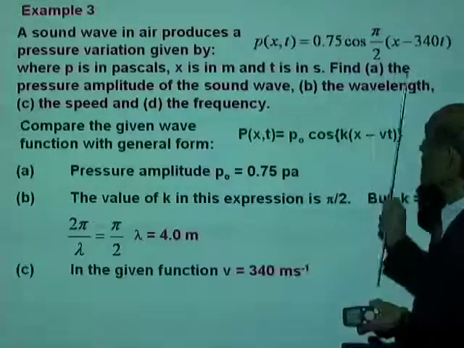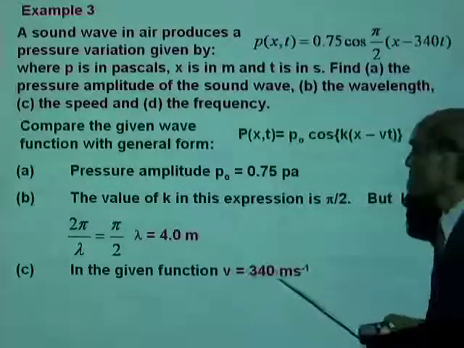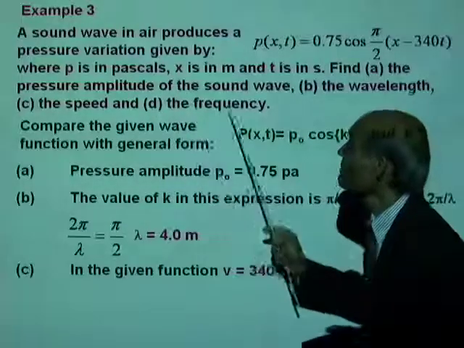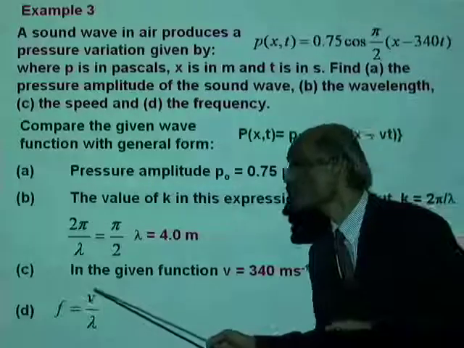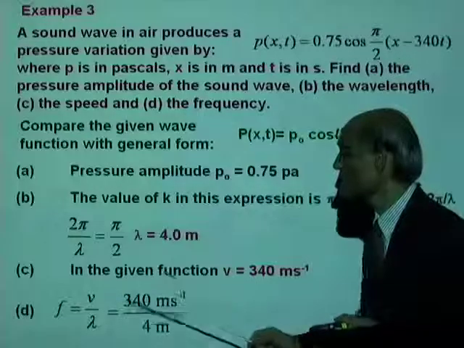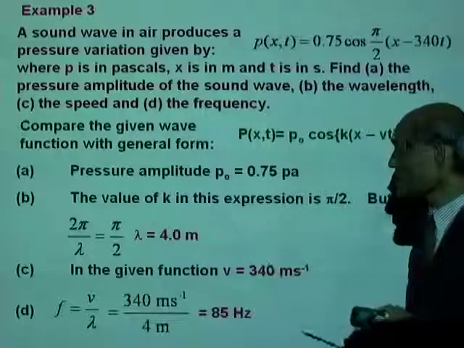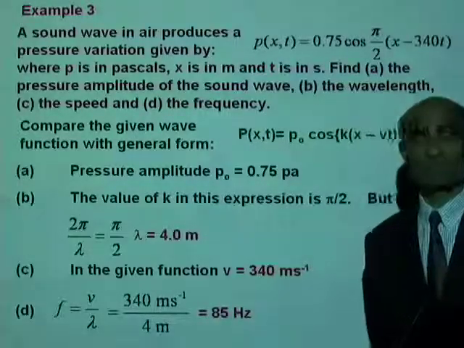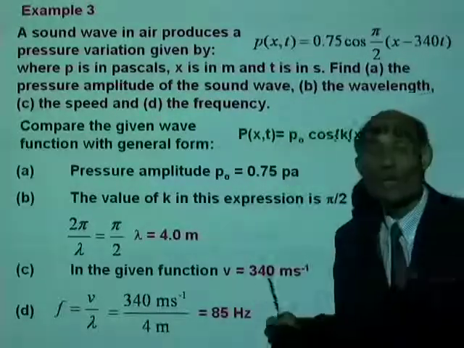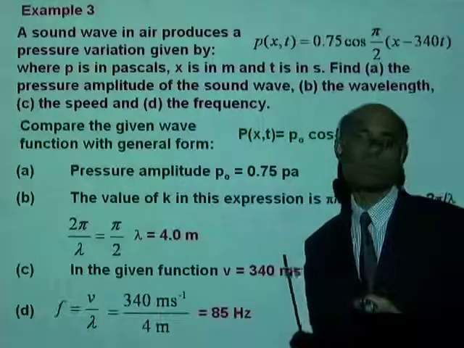Alright? What is the speed of the wave? The speed of the wave is 340 meter per second. And finally the frequency. Frequency f equal to v over lambda. We know v is 340 meter per second, lambda is 4 meter. Therefore, the frequency is 85 Hertz. Alright, so that means once you know the harmonic wave equation, you have practically all the information about that wave in that equation.